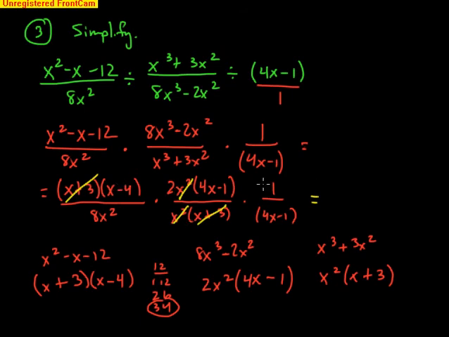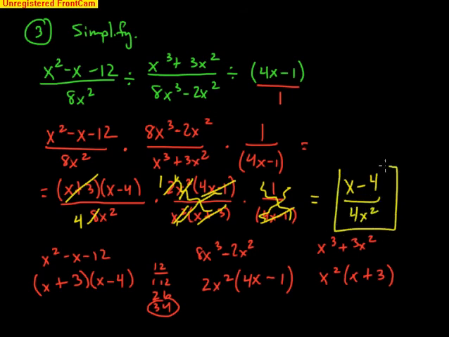x minus 4 here cannot cancel. 8 and 2, divide each of them by a 2. We get a 1 where that 2 was, and 8 divided by 2 is 4. This x squared cannot cancel. 4x minus 1, 4x minus 1. So this whole middle fraction is now gone. This last fraction is now 1 over 1. It's gone. So the only thing that really matters is this first fraction, x minus 4 over 4x squared. And there's the final answer.